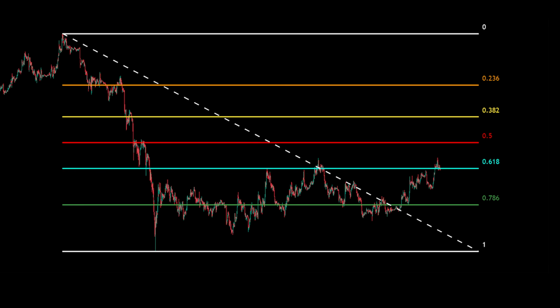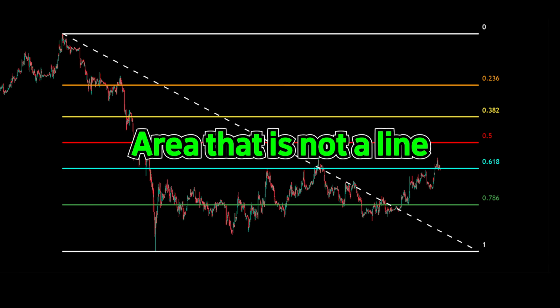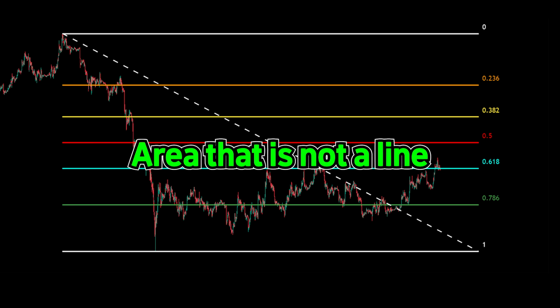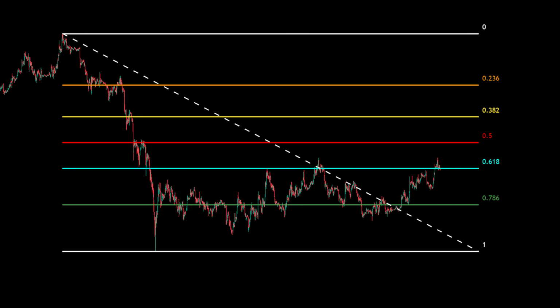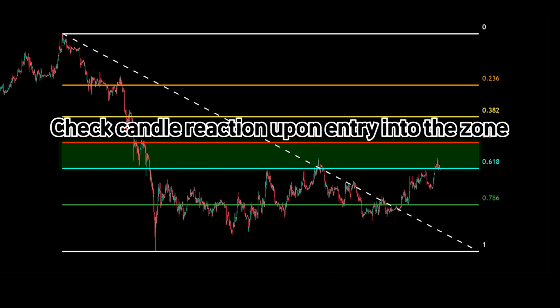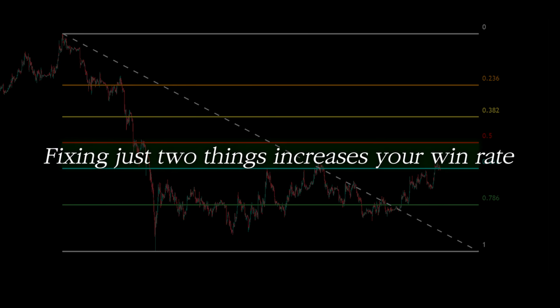The second mistake is entering the moment price touches a single level. A lot of traders jump in the second price hits 0.618. Fibonacci levels aren't lines, they're zones. The key is to wait for price to enter the zone between 0.5 and 0.618, the golden zone, and then confirm how the candle reacts before entering. Fix just these 2 mistakes, and your win rate will start to change.